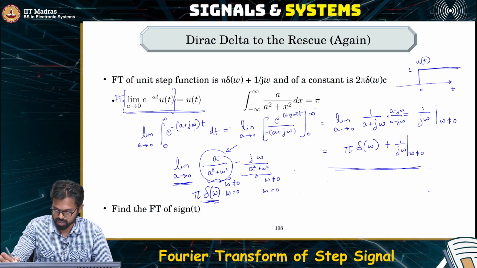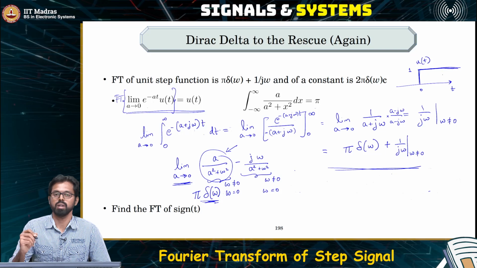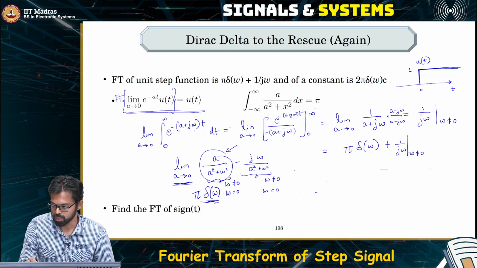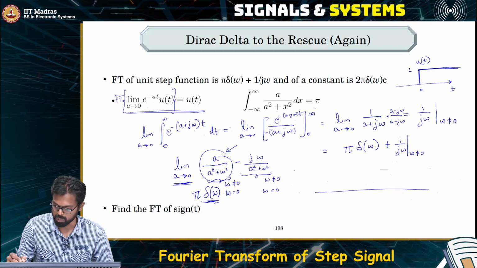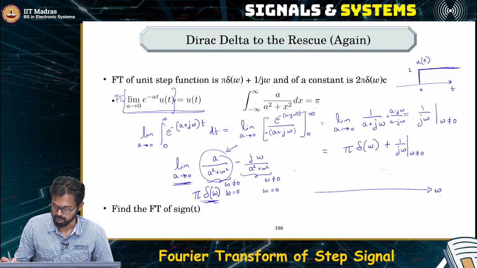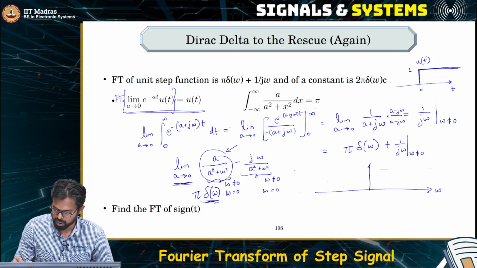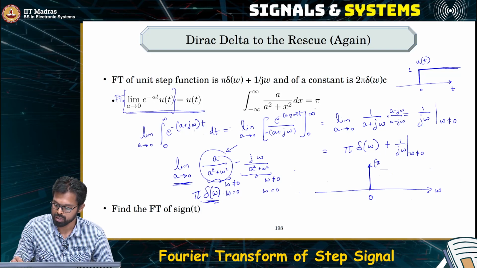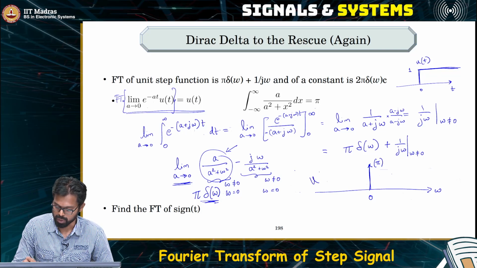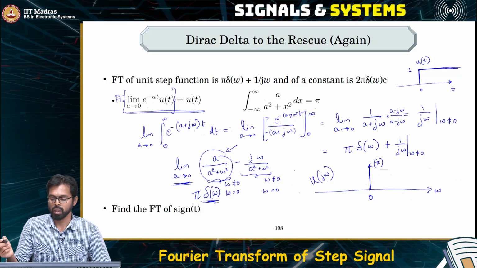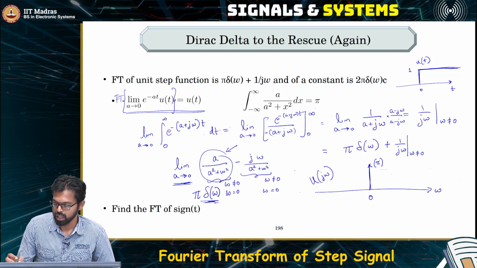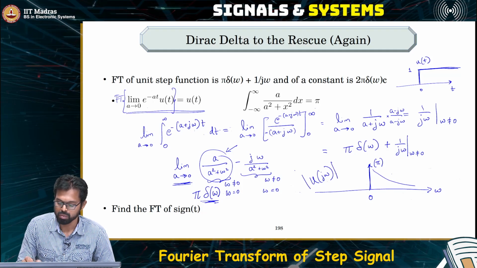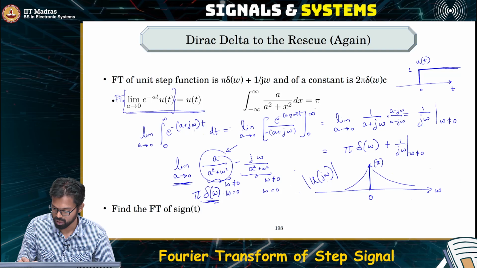The unit step function looks so simple, but the spectrum is not so easy to compute. The spectrum looks like this. Now if you try and plot the spectrum of the unit step function, there is an impulse at 0 and the area is pi. So this is the spectrum, and what happens at all other points? At all other points we have 1 by omega.